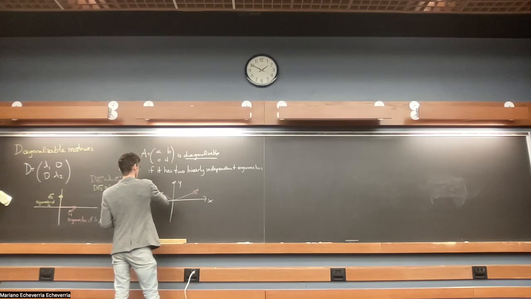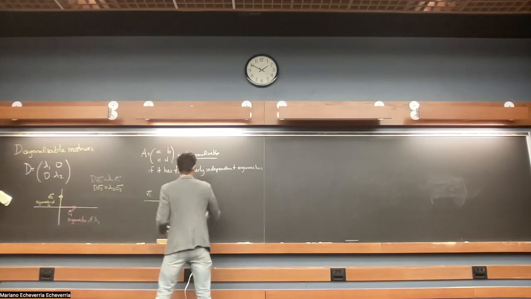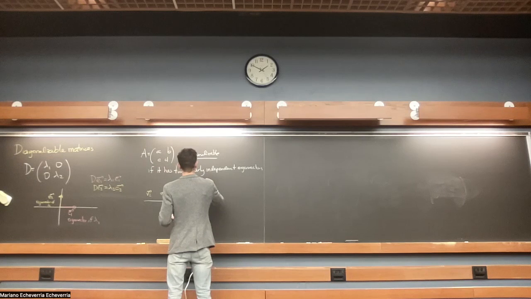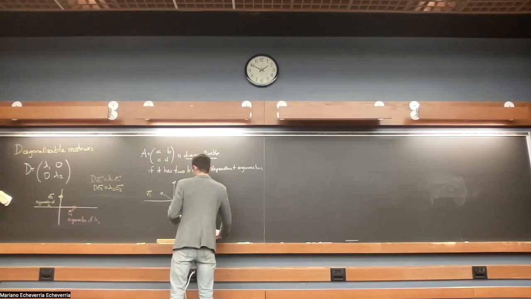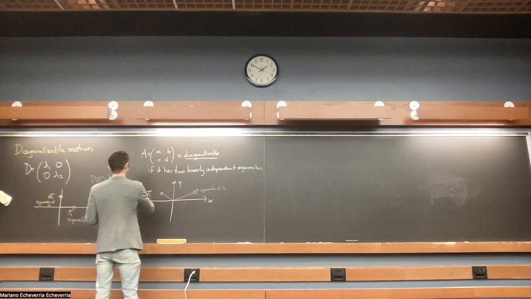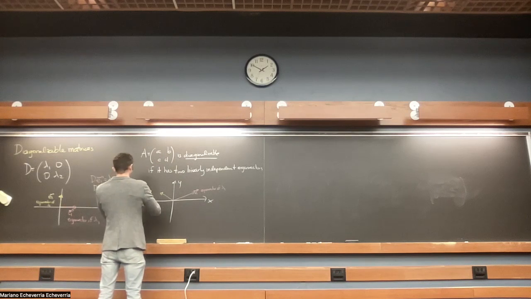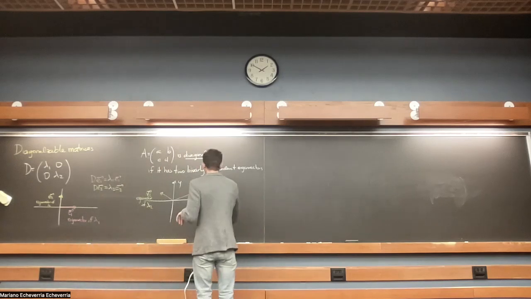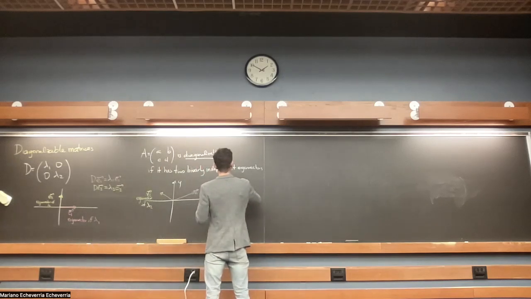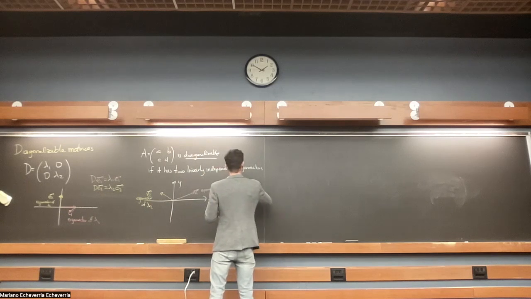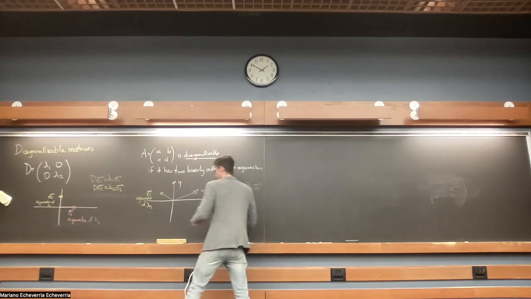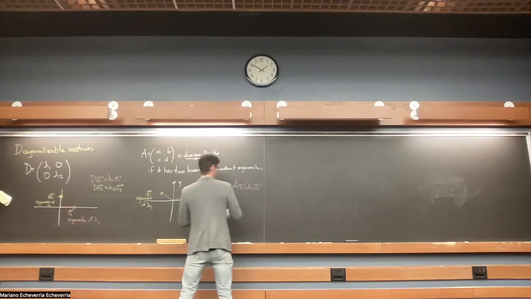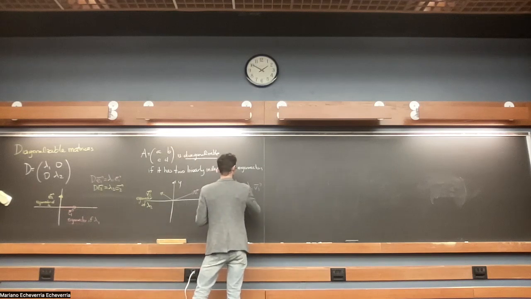So this is one eigenvector, this would be an eigenvector for lambda1, and this would be an eigenvector for lambda2. By that I just mean that A times V1 is lambda1 V1, and A times V2 is lambda2 V2.